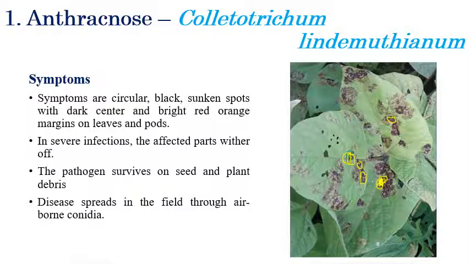Sometimes these symptoms can also appear on pods also. In a severe infection, the affected plant parts, that is the leaves, can wither off from the infected plant. Here the pathogen can survive in seed, which is a very severe seed-borne pathogen. Colletotrichum mostly survives in seeds, and sometimes in plant debris also. It spreads through airborne conidia, but survives mostly in seeds. These are all the symptoms.